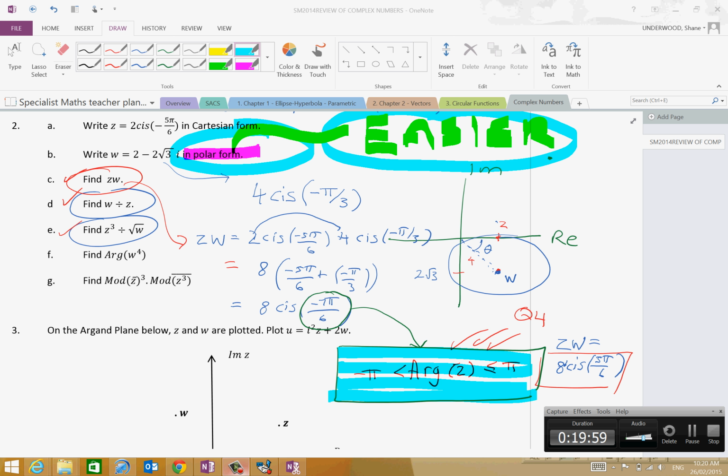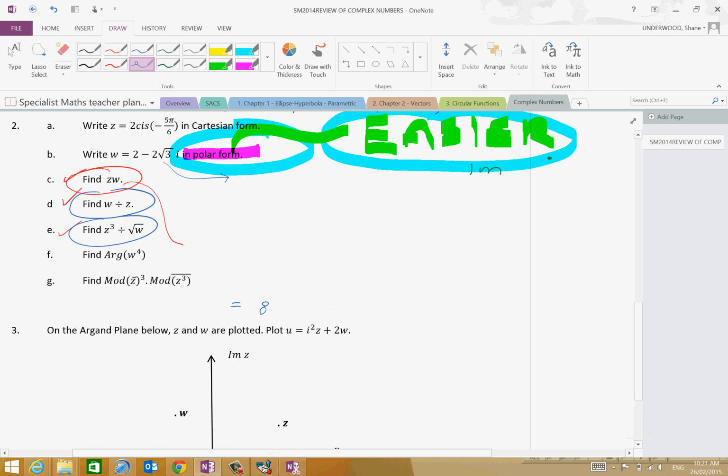I'm going to pause the video there because how long have we done? We've gone again, I'm going to be really quick. Okay, now for this one, w over z is equal to 4 cis of minus pi on 3 over 2 cis of minus 5 pi on 6. And you needed to remember from last year that 4 over 2 is 2, and we have to subtract the arguments in this case.